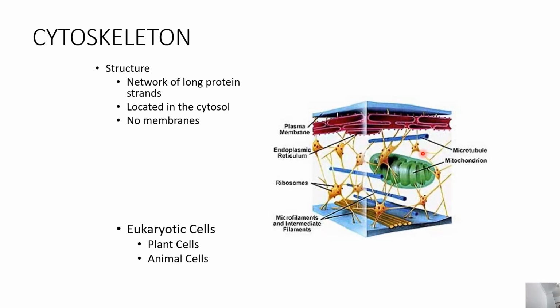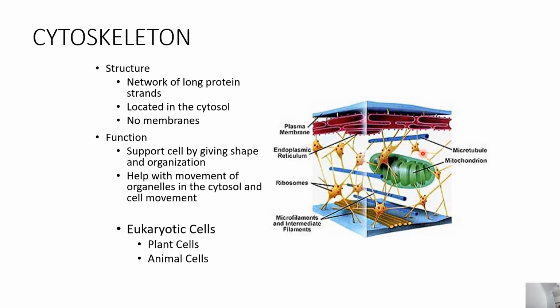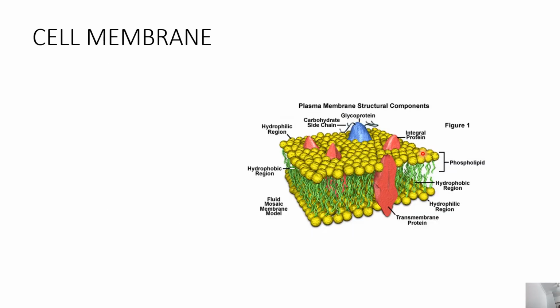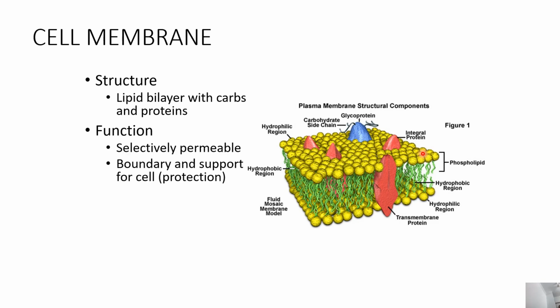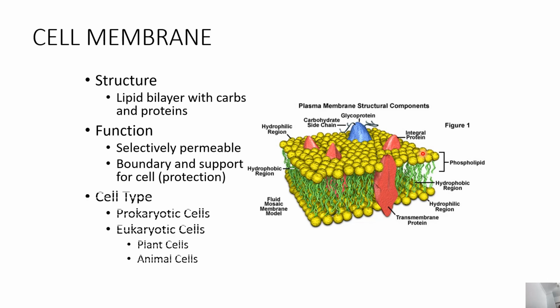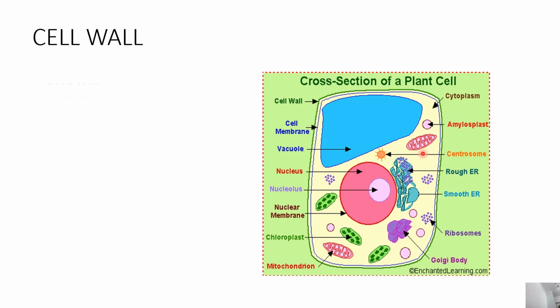If we talk about the cytoskeleton, the structure is a network of long protein strands located in the cytosol, with no membranes, and this supports the cell by giving shape and organization, helping with the movement of organelles in the cytosol and cell movement. Okay, cell types can be both plants and animals. The cell membrane is a lipid bilayer with carbs and proteins, selectively permeable, a boundary and support for the cell. Cell types are prokaryotic cells and eukaryotic cells, both animals and plants.